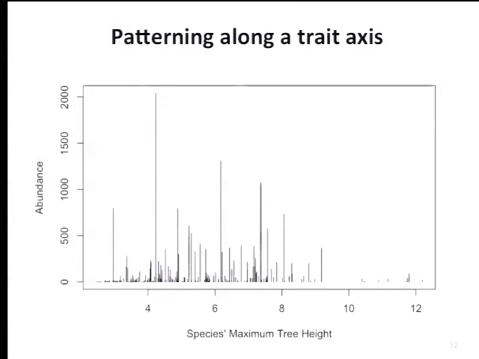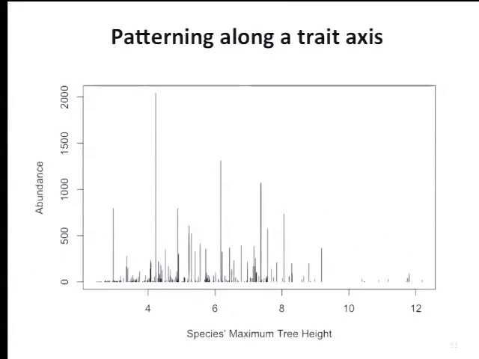Finally, I looked at patterning along a trait axis. And here I'm just picking one that I could look at easily, just to illustrate the idea of it. I'm not putting this forth as a really concrete final analysis. What I looked at was species maximum tree height. So I just took the maximum tree height among all the data that I had for that species. So for some of them, it might be an underestimate if they're rare, right?